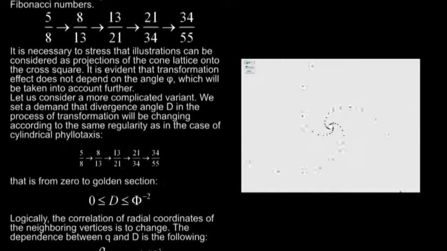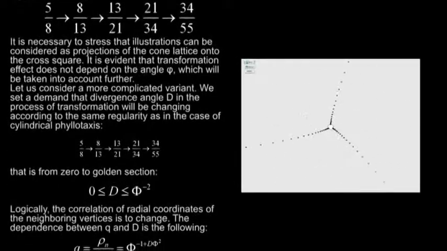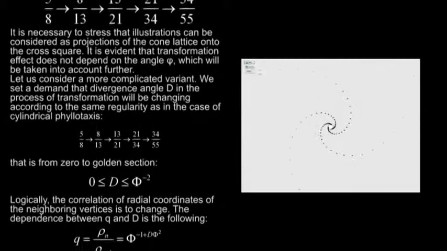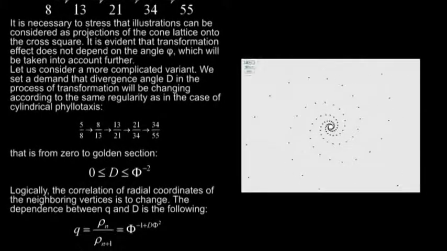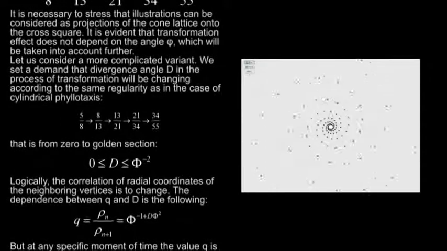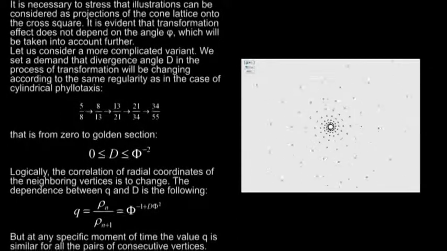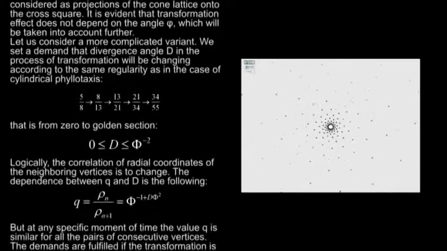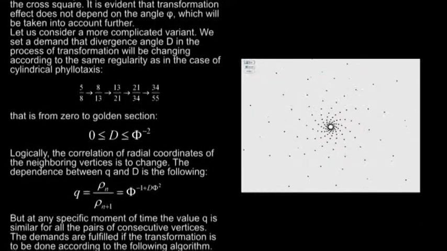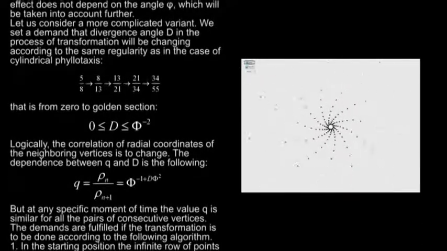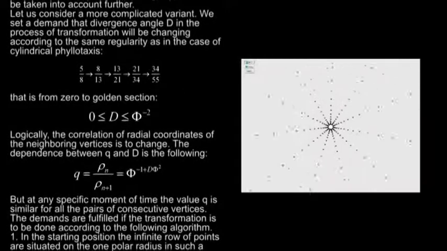It is necessary to stress that the illustrations can be considered as projections of the cone lattice onto a cross section. It is evident that the transformation effect does not depend on the angle phi, which will be taken into account further. Let us consider a more complicated variant.